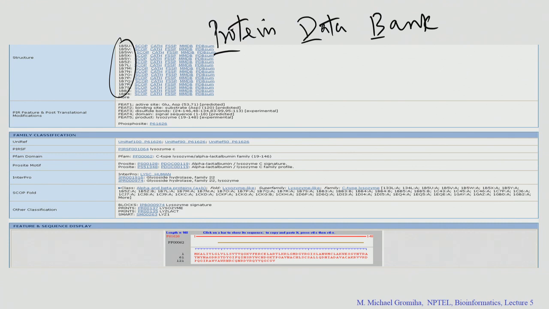Then they give the family classification, right, based on the folding and other classifications, PFAM domains and so on. Then they give a sequence, right. Here this is the sequence of your particular protein. So, for the human lysozyme, you can see the number of residues in this particular protein.